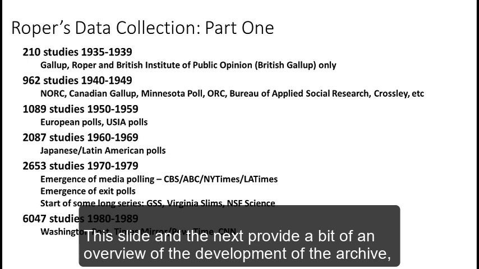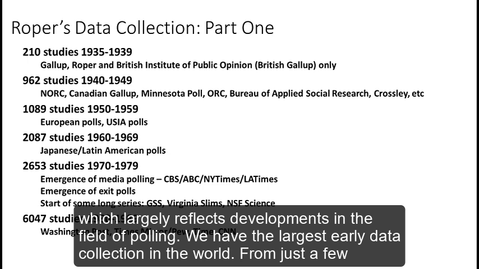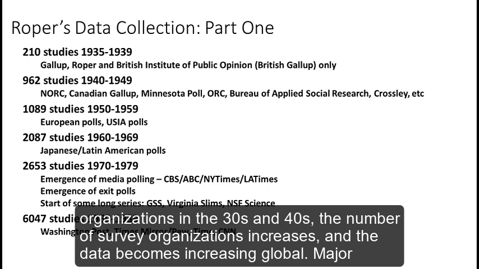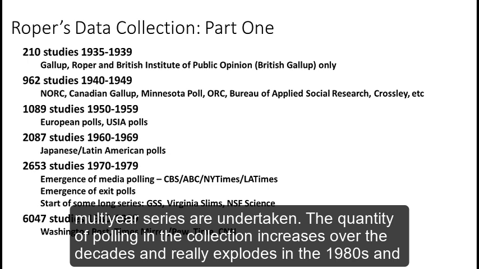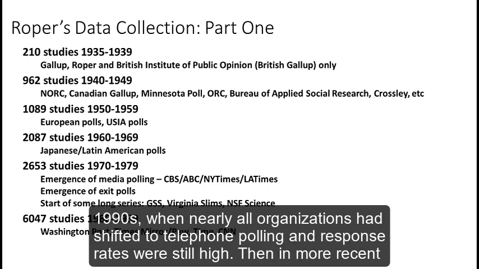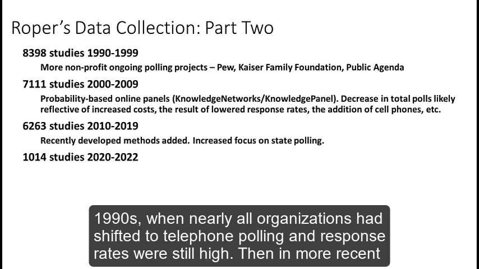This slide and the next provide a bit of an overview of the development of the archive, which largely reflects developments in the field of polling. We have the largest early data collection in the world. From just a few organizations in the 30s and 40s, you see the number of survey organizations increases and the data becomes increasingly global. Over time, major multi-year series are undertaken. The quantity of polling in the collection increases over the decades, and it really explodes in the 1980s and 1990s, when nearly all organizations had shifted to telephone polling and response rates were still high.